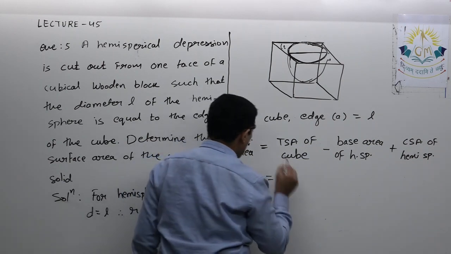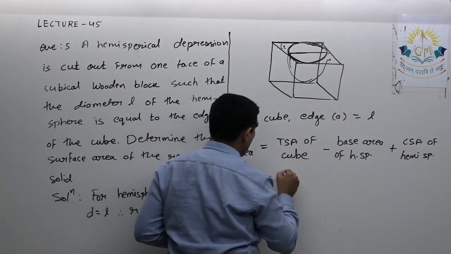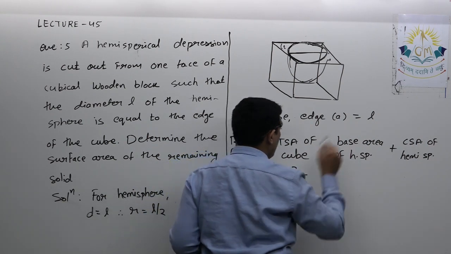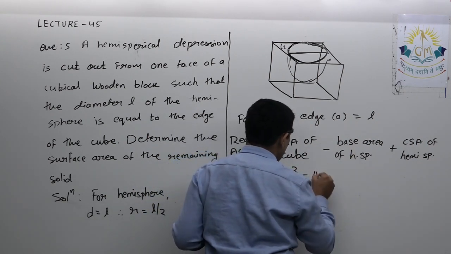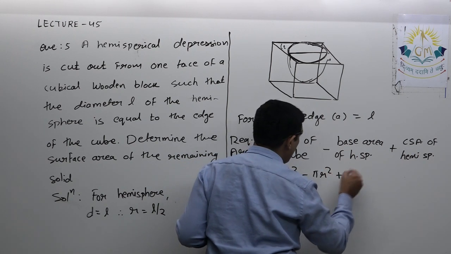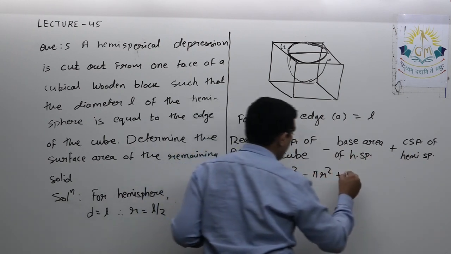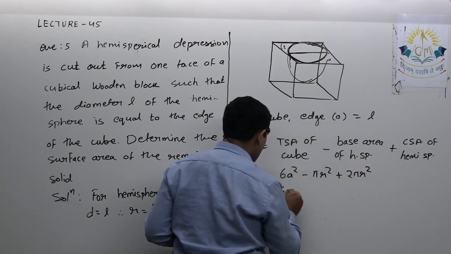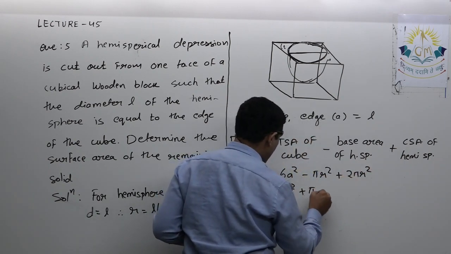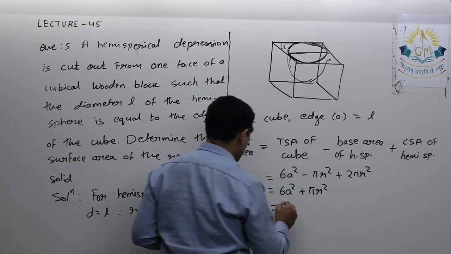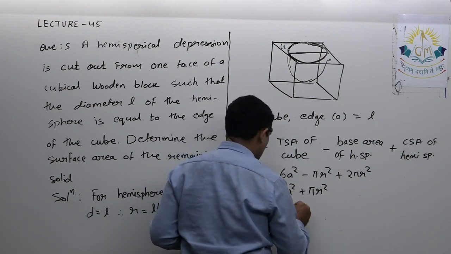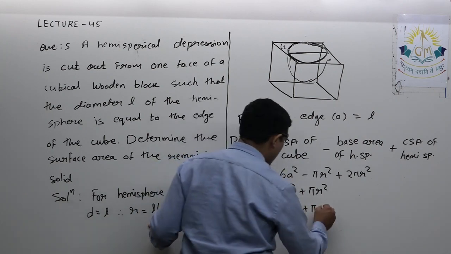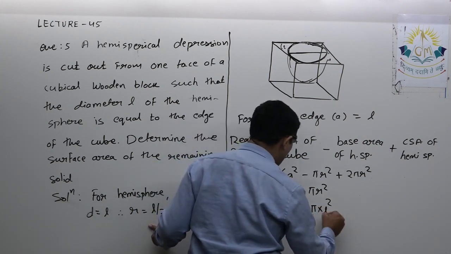Now simply I have to put the value. So TSA of cube is 6a square. I am putting the formula and then I will put the value. Base area of hemisphere is pi r square, plus CSA of hemisphere is 2 pi r square. So 6a square plus pi r square. Now we will put the value 6. Now a is L, so 6 L square plus pi. Instead of r, I will write L by 2, L square by 4.